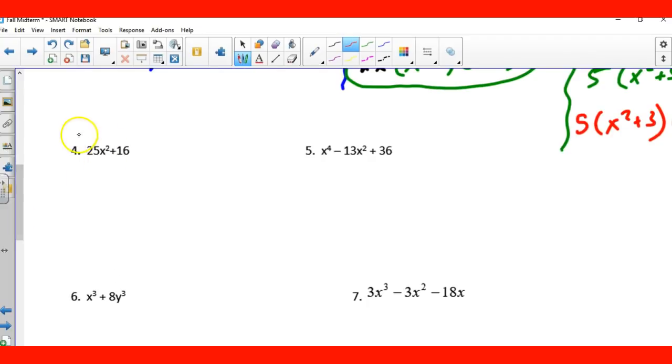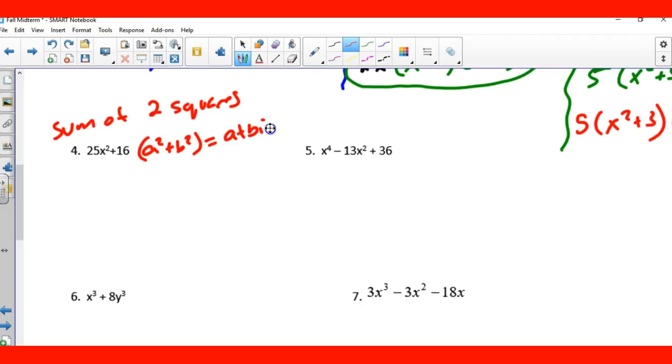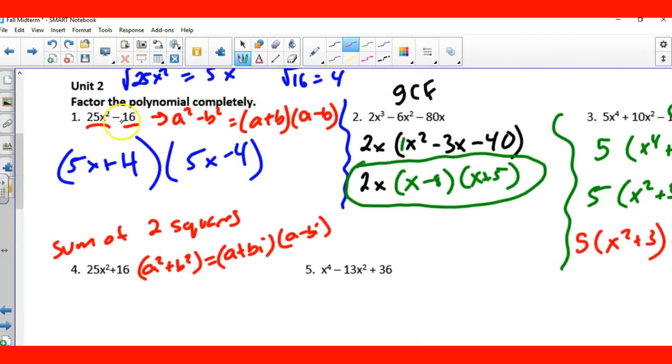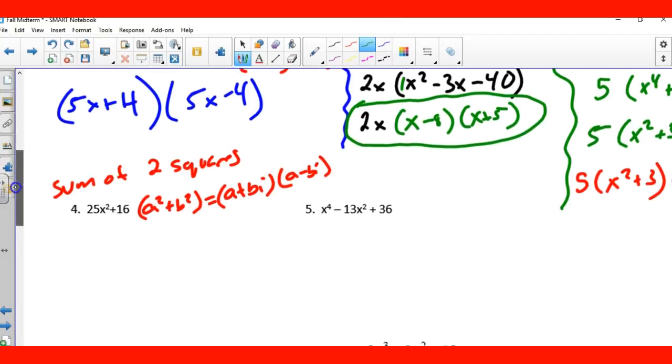Right here we have the sum of perfect squares. The rule for the sum of two squares, when you have a squared plus b squared, is a plus bi times a minus bi. Now, the thing I want to point out between the difference of two squares and the sum of two squares is that you're going to have the i. See how this one doesn't have the i, but this one has the i. Because of the plus, it needed an imaginary number in order for this to be addition.